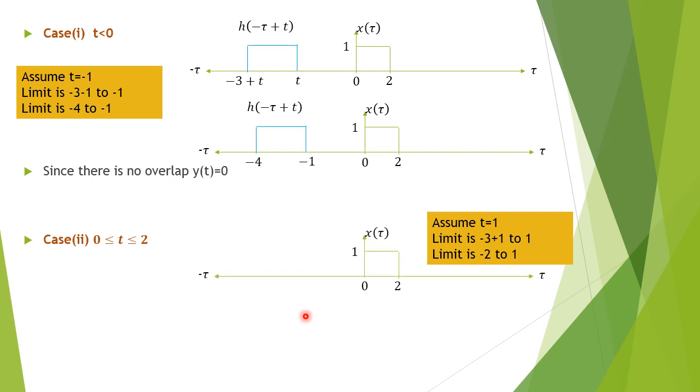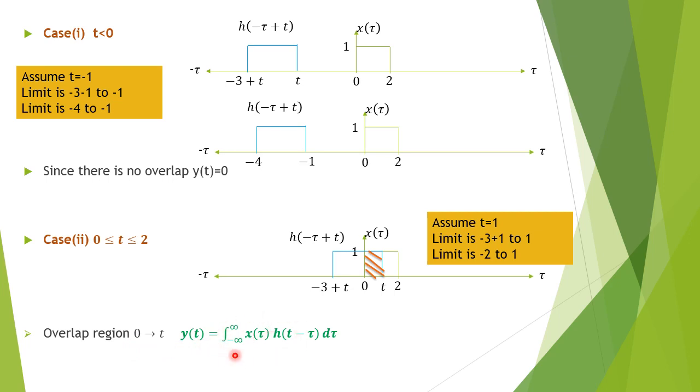So first we are plotting x of tau, then h of t minus tau. So you will be getting in between 0 and 2 the first limit, and the second limit is less than 0. So you will be getting minus 3 plus t and t like this. There is an overlap between x of tau and h of minus tau plus t for the limit 0 to t. Therefore, we can write the overlap region is 0 to t.